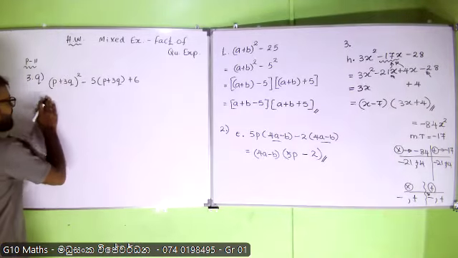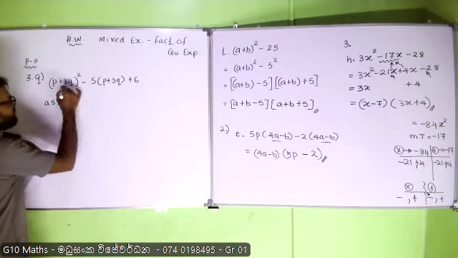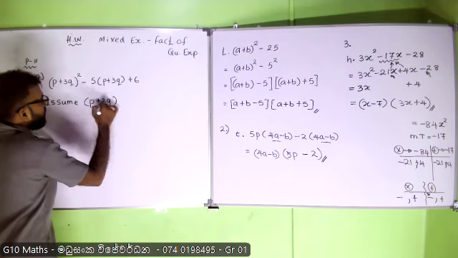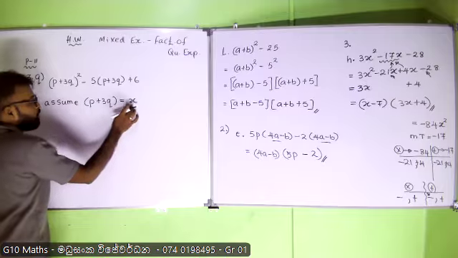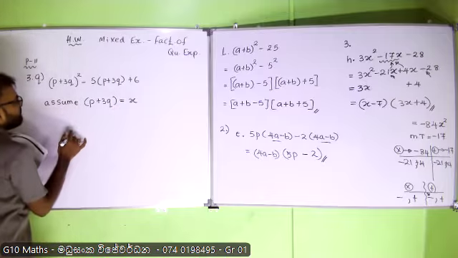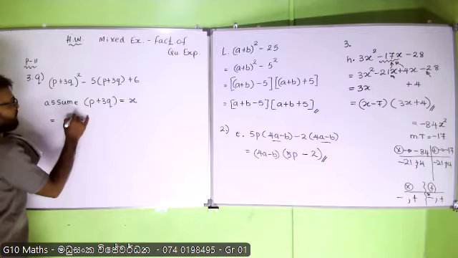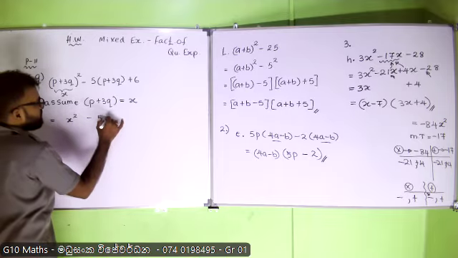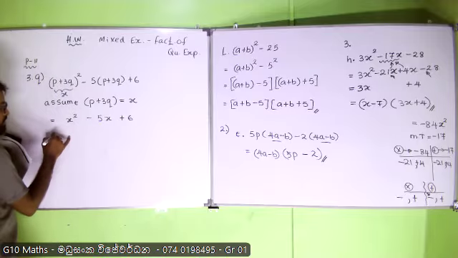So first of all I am assuming, now check this, assume p plus 3q equals x. So instead of this term I am going to substitute this. I am going to rewrite the same thing again: x squared, because this is x, x squared minus 5x plus 6. Now you do know how to factorize this, right?